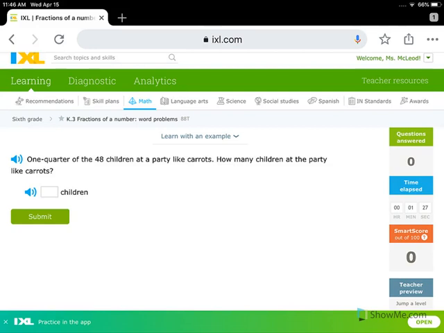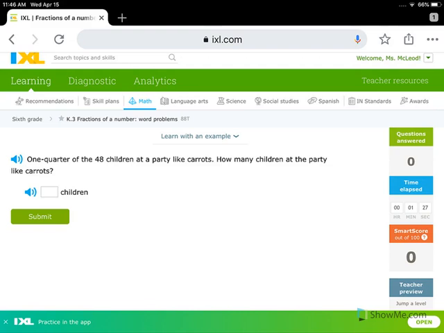Today's lesson is fractions of a number, word problems. So we're going to read it and then break it down. 1/4 of the 48 children at a party like carrots. How many children at the party like carrots?